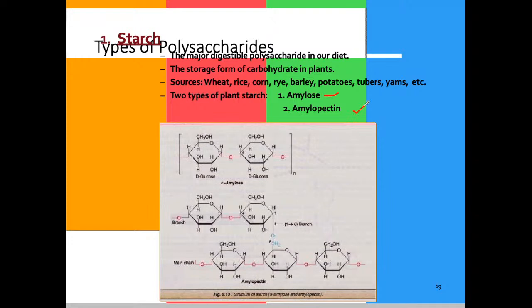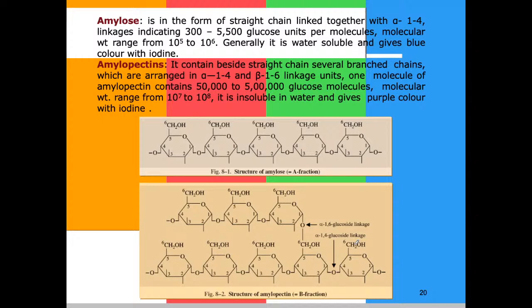Amylose is a long unbranched chain of glucose, whereas amylopectin is a branched chain, with one carbon and six carbon linkages making the branches. Amylopectin is more branched than amylose. Amylose is a straight chain linked by alpha 1-4 linkage, with 300 to 5500 glucose units per molecule and a molecular weight ranging from 10^5 to 10^6. Generally, it is water soluble and gives a blue color with iodine.